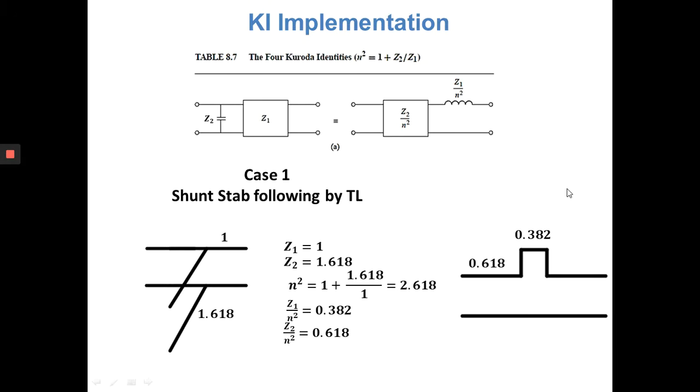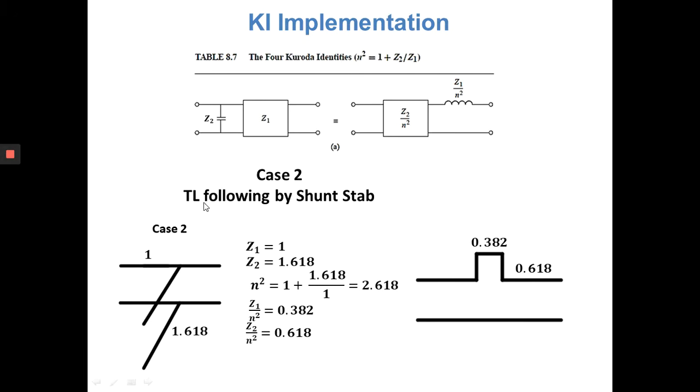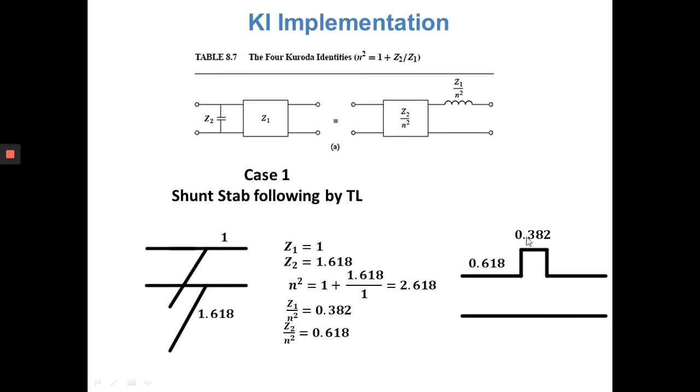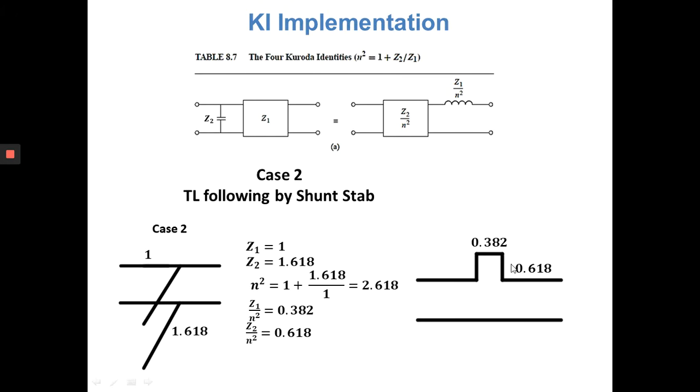In similar cases, if it's a transmission line followed by the shunt stub, the same thing will happen. These values will only, this one will go to here. Yeah, that's all. So this is another case.